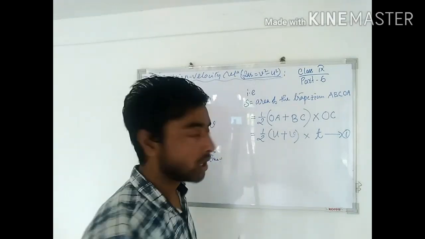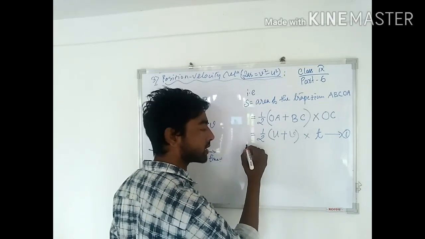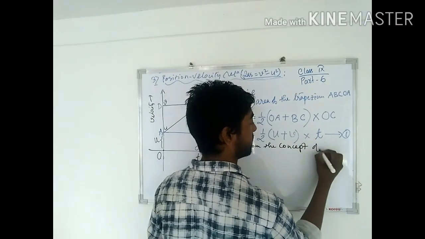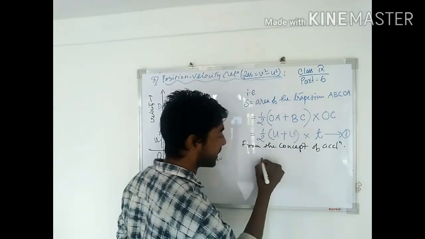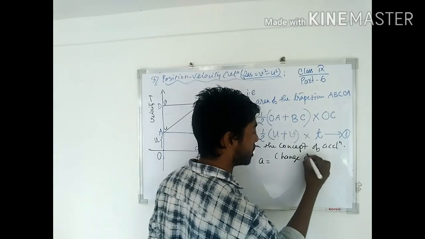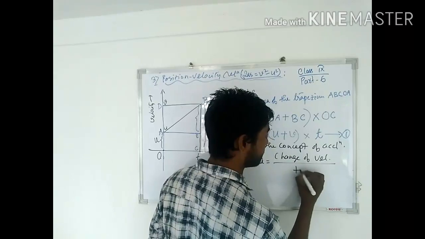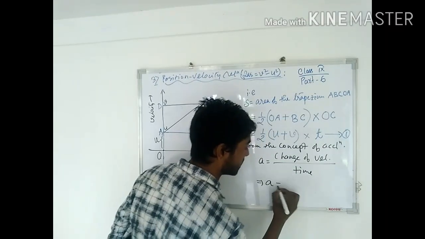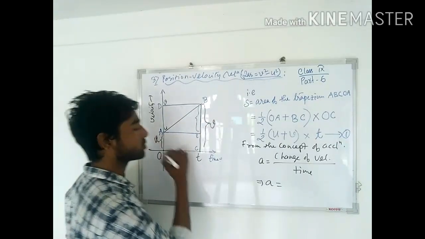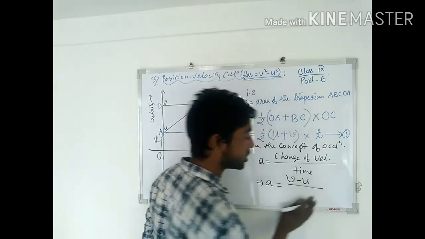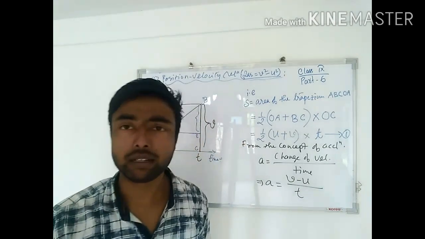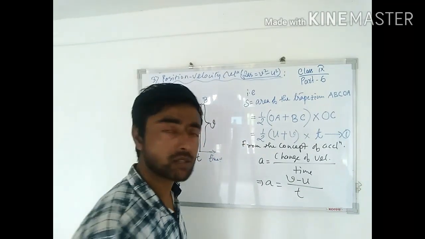From the concept of acceleration, what can I write? A is equal to what? Change of velocity divided by time. A is equal to how much velocity change happened? V minus U, right? This is V, this is U, so it is V minus U. Change of velocity, we can write V minus U, divided by time. This was the formula of acceleration: V minus U divided by time.